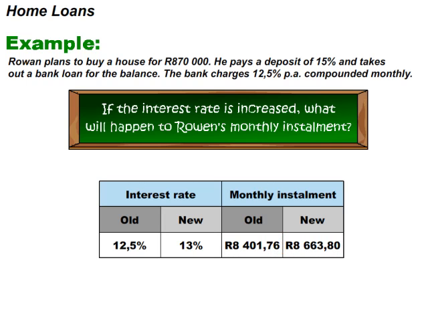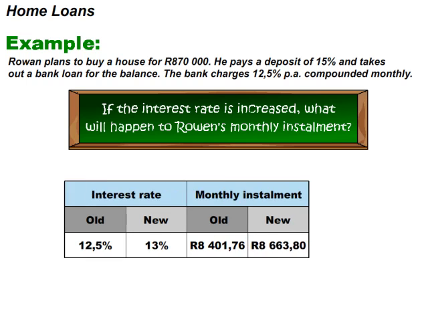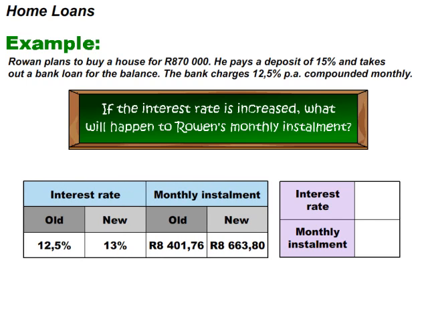Your home loan installment will change as the interest rate changes. When the interest rate goes up, your monthly installment will go up. When the interest rate goes down, your monthly installment will go down.